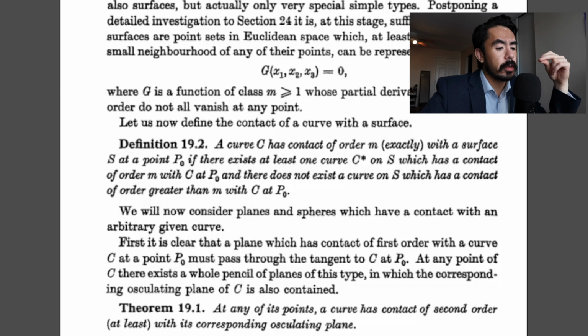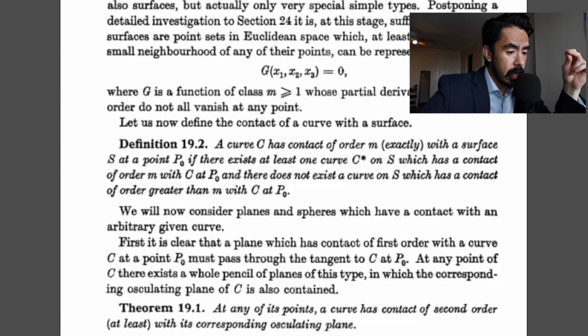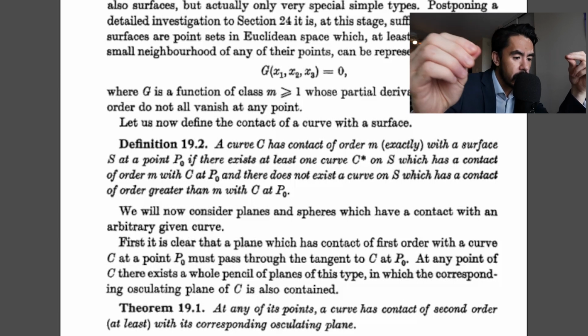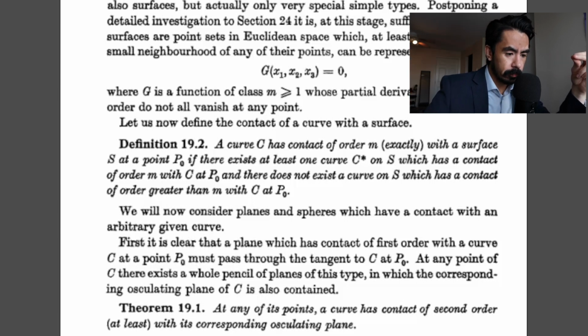We will now consider planes and spheres which have a contact with an arbitrary given curve. First, it is clear that a plane which has contact of first order with a curve C at a point P naught must pass through the tangent to C at P naught. At any point of C, there exists a whole pencil of planes of this type in which the corresponding osculating plane of C is also contained.